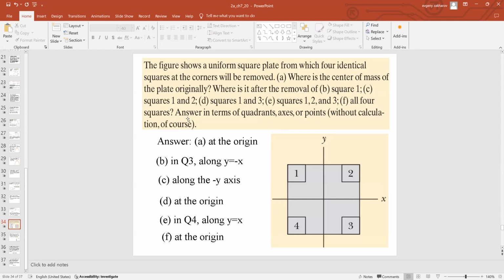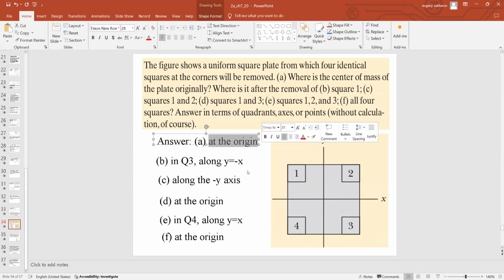So where is the center of mass of the plate originally? Well, I'm pretty sure you've seen those plates and you found the symmetry from your personal experience. You might say right away the origin. X is 0, Y is 0, right in the middle. The intersection of diagonals, or whatever method you choose, you will find the symmetry at the origin.